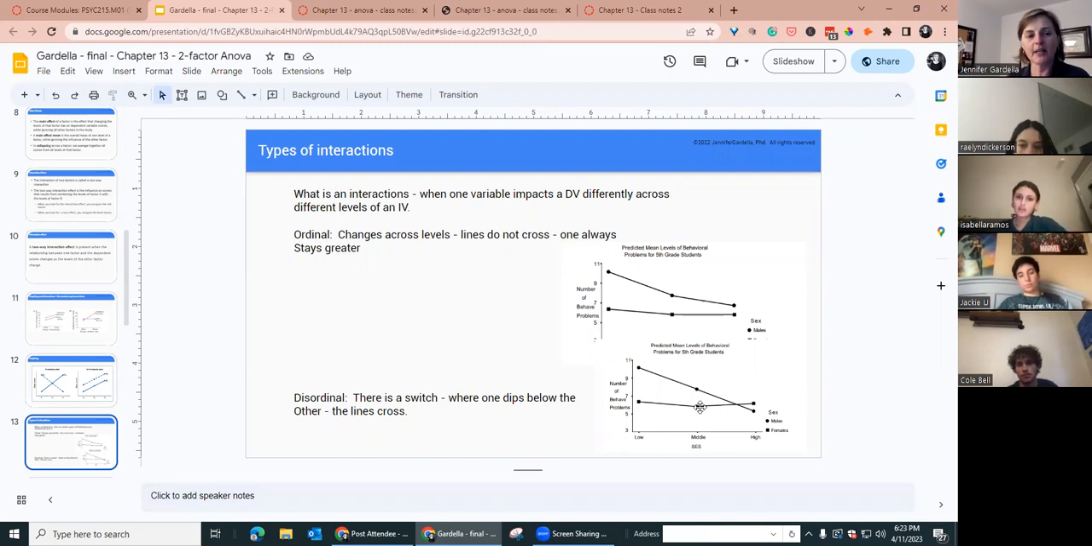It's like they're both dipping a little bit. Males dip a little lower, and then males dip really low at high levels of socioeconomic status. What's the number of behavioral problems? So apparently, the wealthier you get, if you're a man, you start up here with a lot of problems, but then you dip low and your problems go down. How stereotypical is that for an example? Okay, and then the disordinal, again, there's a switch. One dips below the other and there's a cross. Neither of these are pure.